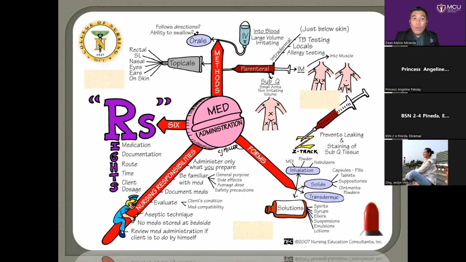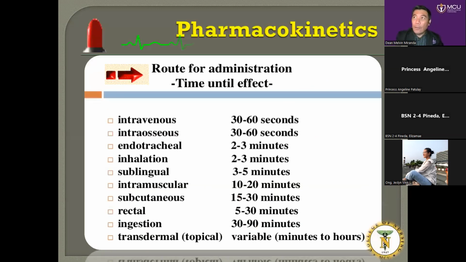Okay. So don't be overwhelmed with this slide because this is just a summary of what we have discussed eventually on the nursing responsibilities and the different rules of administration of the drug. You could see in this are the methods, the rights of medication, the forms, and nursing responsibilities. This could be explored as we go on with the succeeding discussion that we may have. Now, let us now proceed to the relationship of time and route of administration.